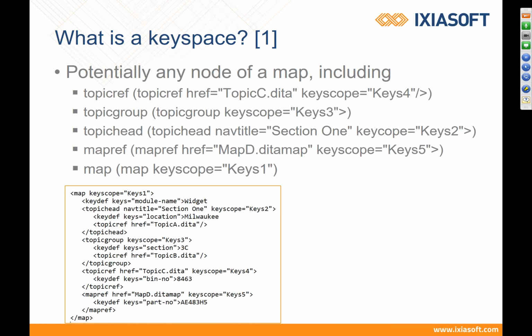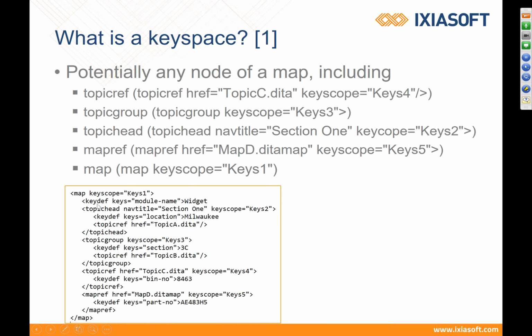So I have an example of all 5 of those in this little map here on the slide. Notice that on the map itself, I have a key scope attribute which defines the map as a key space named keys1. And inside of the keys1 key space, I've defined a key named widget. Now, I'll point out really quickly, if anyone's a purist out there, that for the sake of saving space on the slide, I have greatly abbreviated the syntax for defining a keyword key. This is not the correct syntax, but you get the idea.